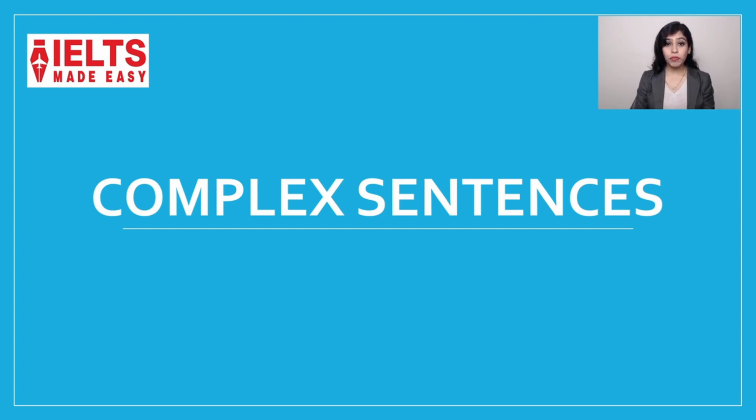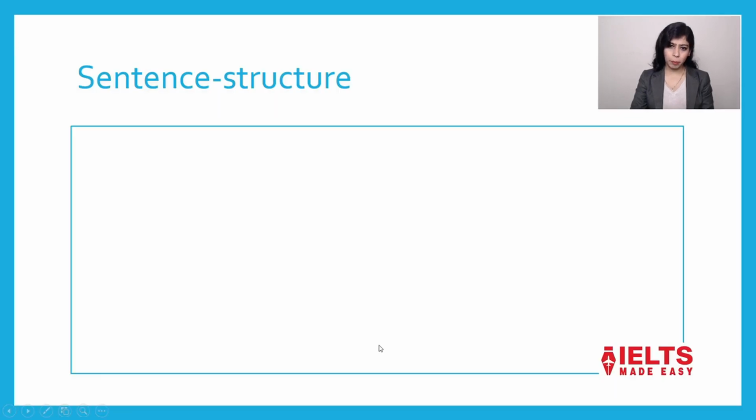If you are going to use a variety of sentences in your writing as well as in speaking, then only you will be eligible for the 7+ band, or I would say then only you will be eligible for 7, 7.5 or even 8 band in writing. Let us get started. So what is a complex sentence?